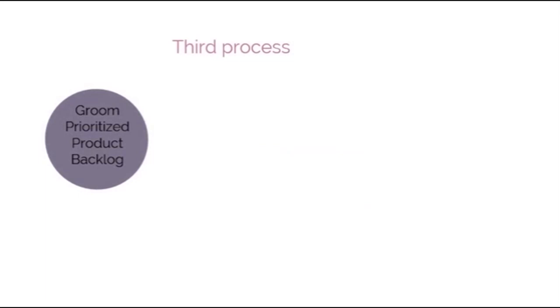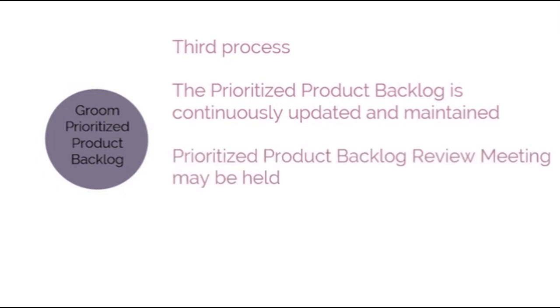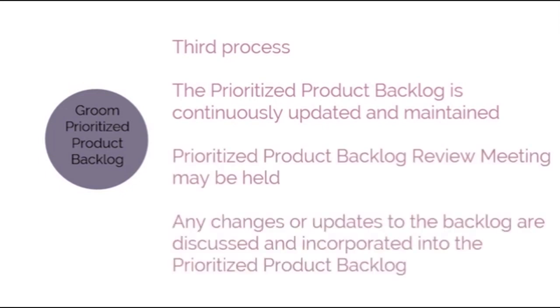The last process conducted during the implement phase is groom prioritized product backlog. In this process, the prioritized product backlog is continuously updated and maintained. A prioritized product backlog review meeting may be held, in which any changes or updates to the backlog are discussed and incorporated into the prioritized product backlog as appropriate.